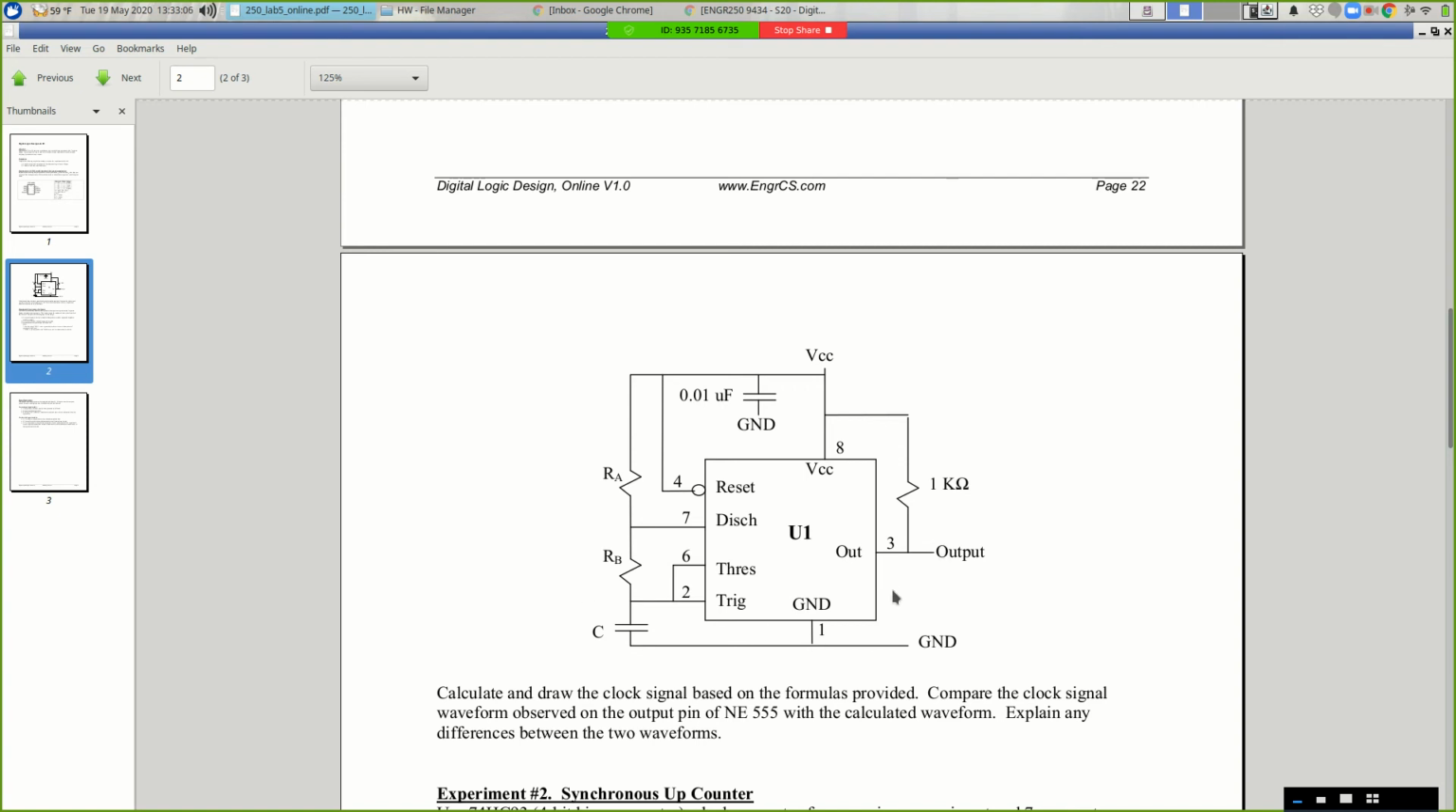Alright, so build this circuit in Tinkercad, look at it, maybe use the oscilloscope, and sketch what the waveform looks like, and then explain why or why not that was what you were expecting it to look like. So that's an introduction to the 555.